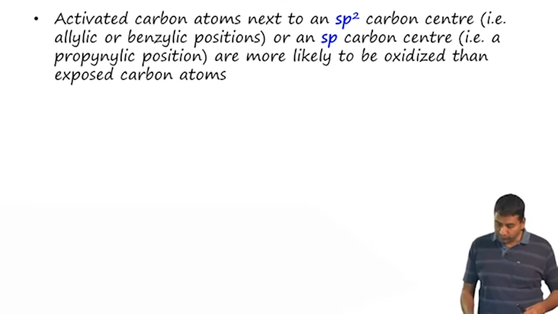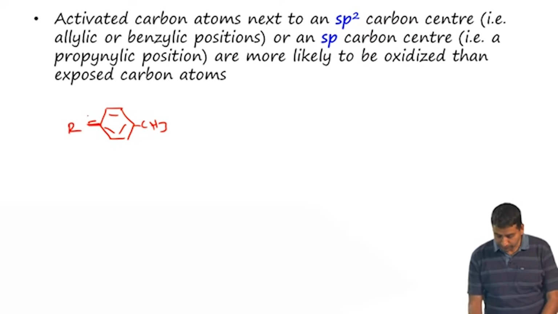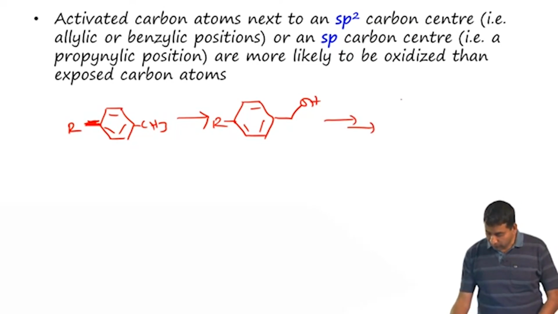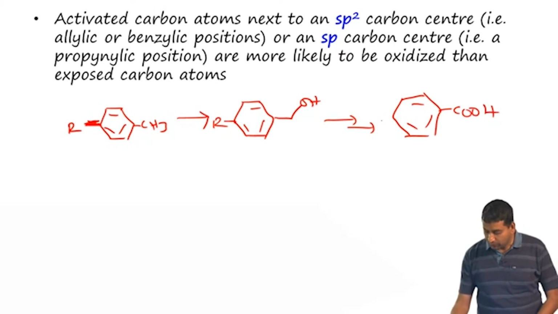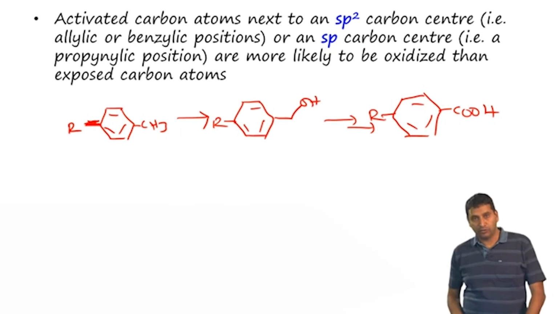So, let us first look at the case of an sp2 carbon center. So, you have a benzene ring which has a methyl group on it and you have some other functional group on the left hand side, and what can happen is this undergoes oxidation to give you the corresponding benzylic alcohol, which then can undergo steps of oxidation to give you correspondingly the benzoic acid. Okay. So, this is fairly straightforward for us to understand.